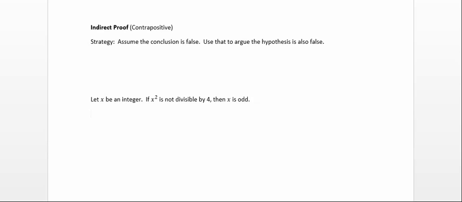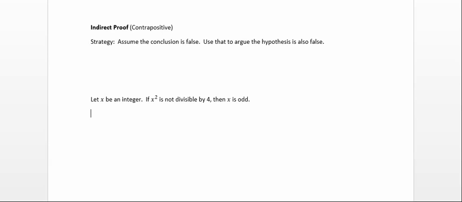So in a direct proof, you start with the hypothesis being true and you prove the conclusion is true. It's sort of the most natural way to do it. But in an indirect proof, you reverse all that and you say, well, suppose what I want to say is true is actually false, and then you show that that means the hypothesis must have been false to begin with. And if you think about it, that's logically equivalent. That's the same thing. So here's an example.